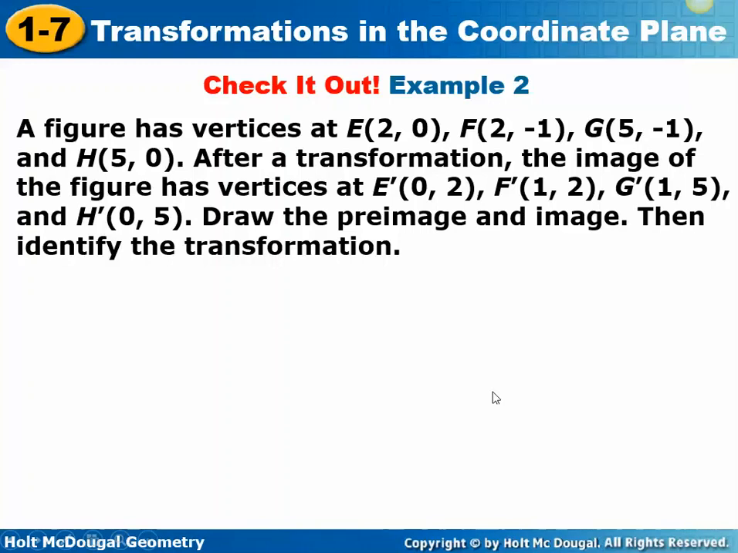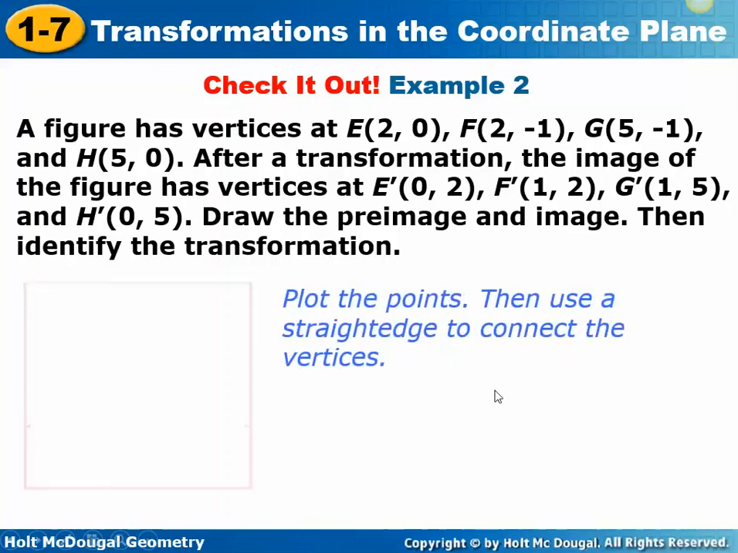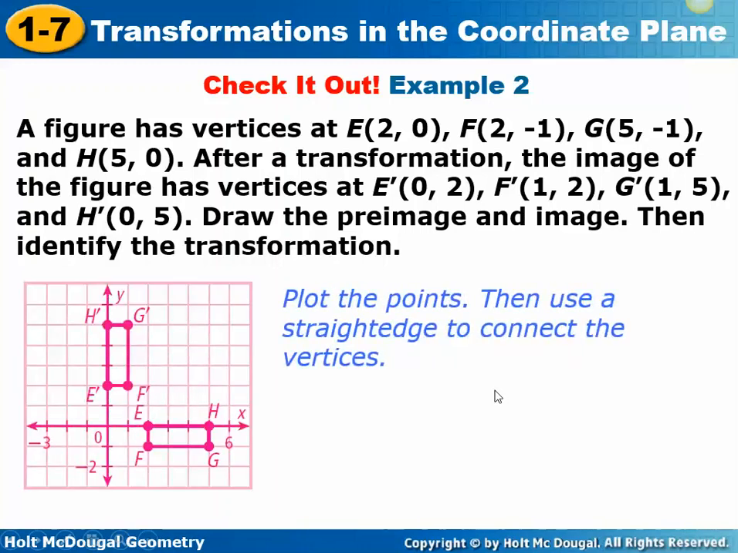Okay, so hopefully you gave this a shot. Here is what your figure should look like. Our pre-image is down here, it's a rectangle, and our image is up here. So it can't be a translation because it's changed, you know, the wide side is here, now the skinny side is the horizontal.